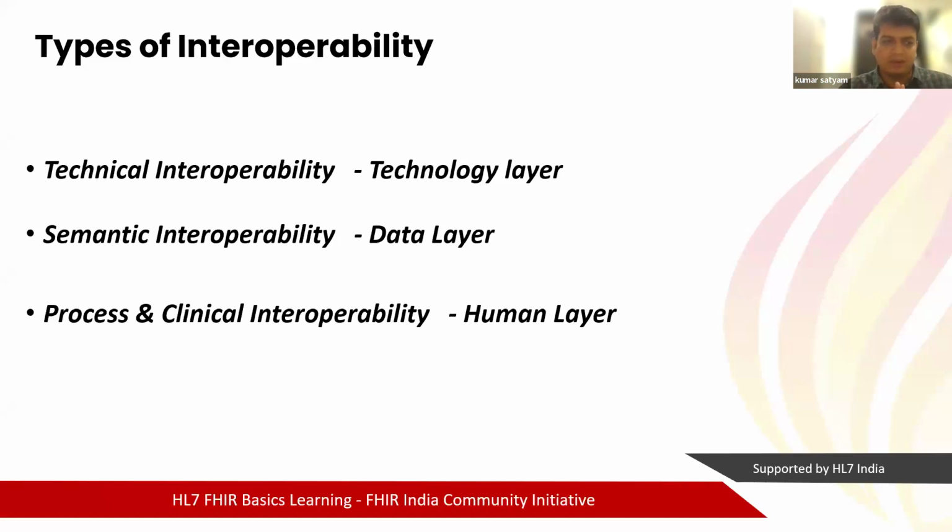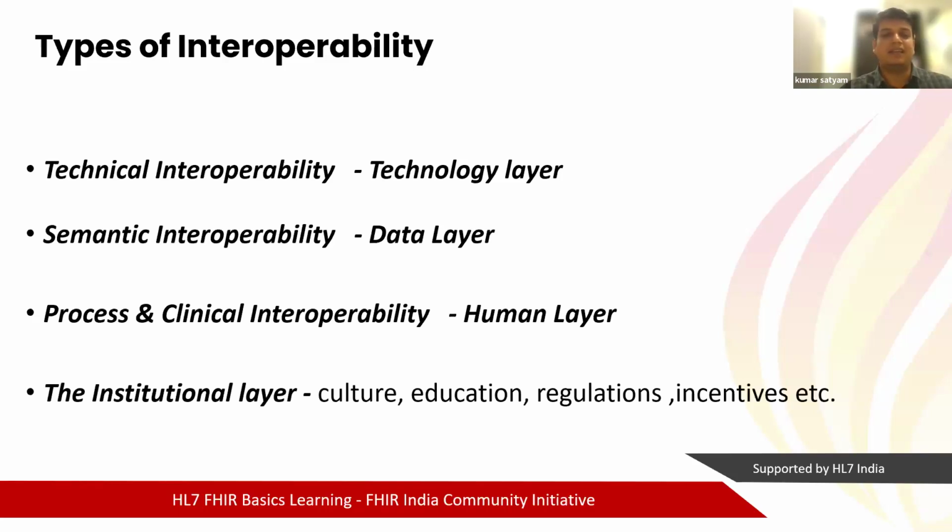The human layer, or the process layer, is more about what you do with the data, right? You have to enable the users, in this case maybe the pharmacist or the lab technician or the clinician, to be able to use the data. If technology is there, data is there, but if people, processes, and systems are not enabling users to use the data effectively, then also the interoperability is broken.